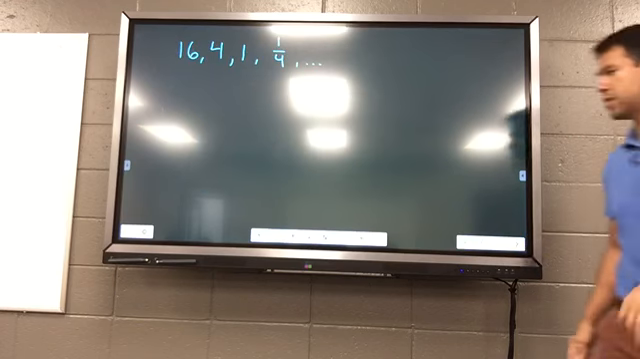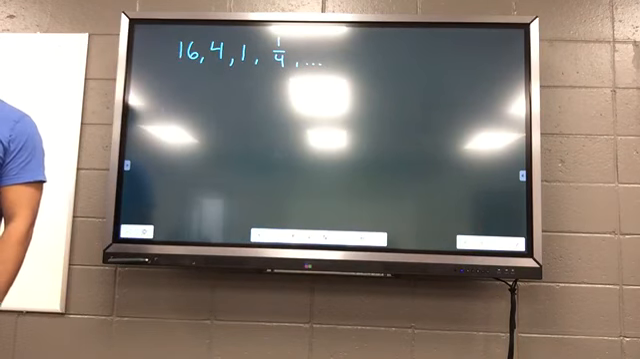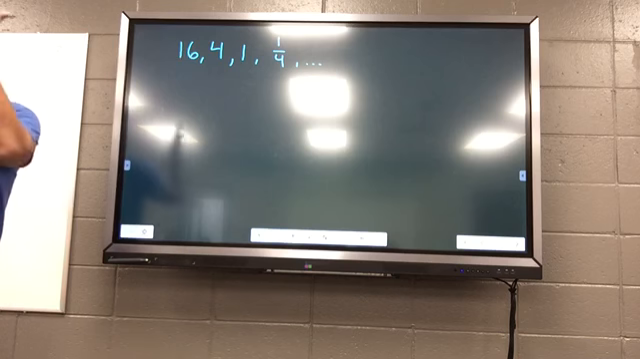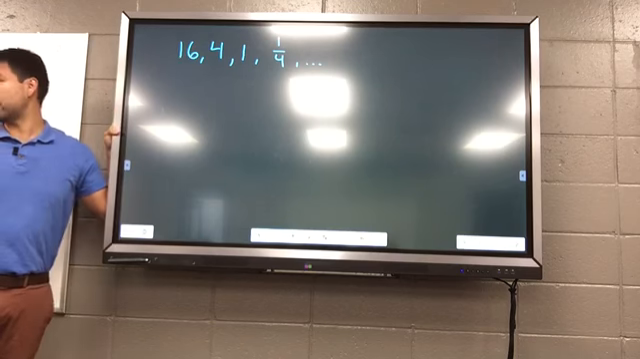Let's look at this sequence right here. The instructions on your homework are going to be determine whether this is an arithmetic sequence or a geometric sequence or neither. So the possibility is neither sequence. Okay, so this is what I do, guys. This is a review of yesterday.